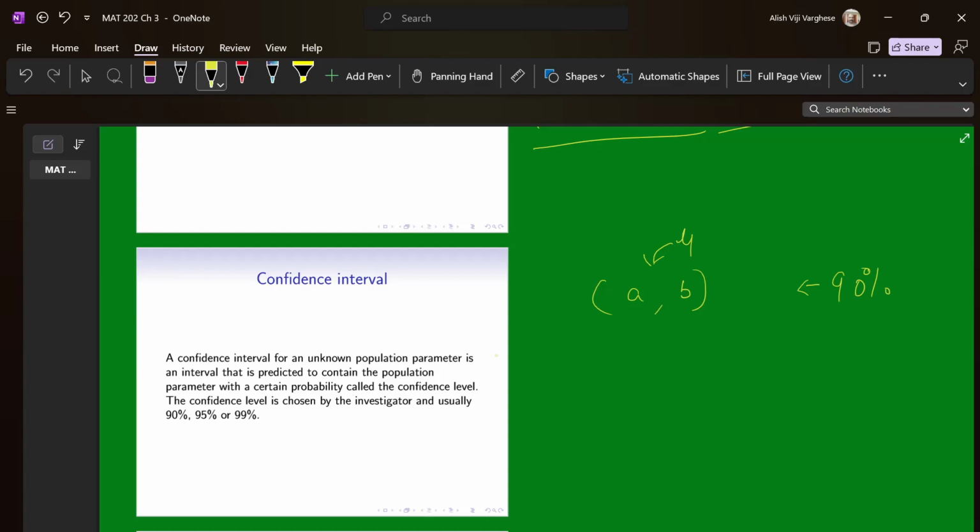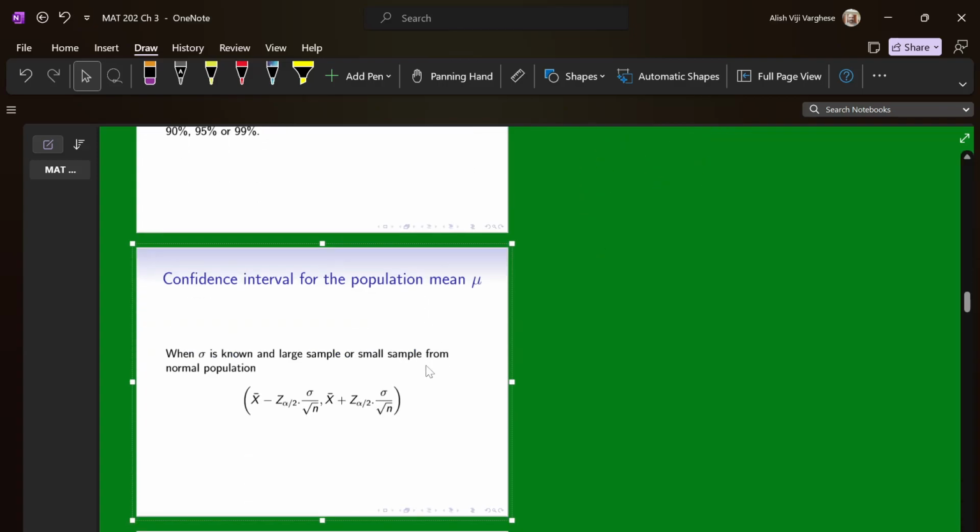And this interval is calculated based on a sample. The process is we take a random sample from the population, and based on the data obtained from the random sample, or the calculated value of the statistic, usually x bar for the mean, we obtain an interval like AB, for which we can have a predefined level of confidence to assure that the population parameter belongs to the particular interval. So that's the concept of confidence interval, and this is the confidence interval for the population mean.